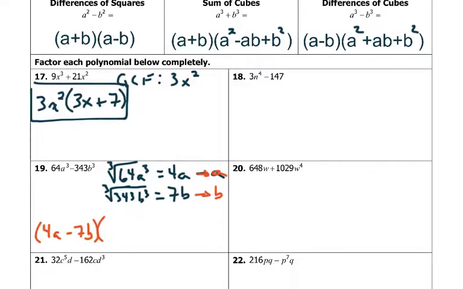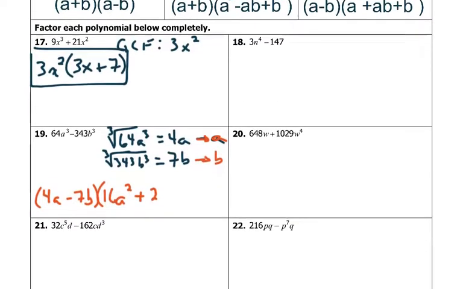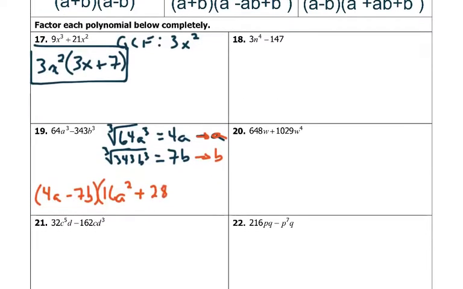a squared, 4a squared, so 4 times 4 is 16a squared, plus a times b, so 4a times 7b. 4 times 7 is 28. Oh, I put 20a, 28ab. And then finally plus b squared. 7 times 7 is 49b squared, and close parentheses.